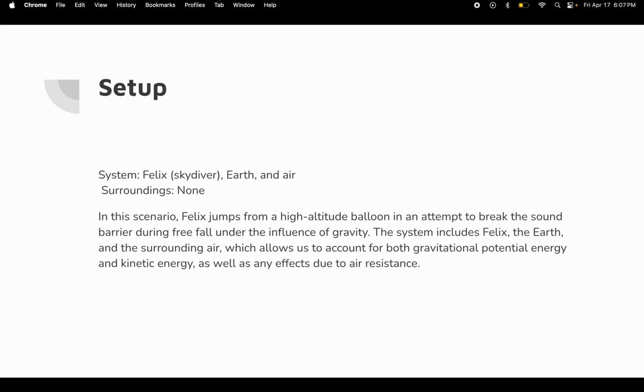To start, we define our system as Felix, the Earth, and the air. By including all three, we treat the system as isolated, meaning there are no external surroundings doing work on it. This setup allows us to track the transformation of gravitational potential energy into kinetic energy as Felix attempts to break the sound barrier.